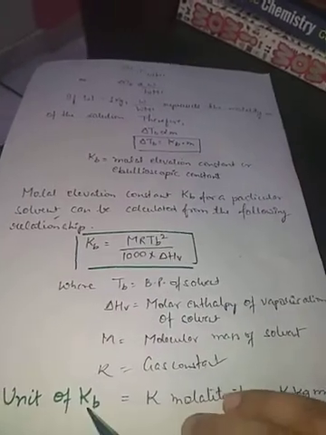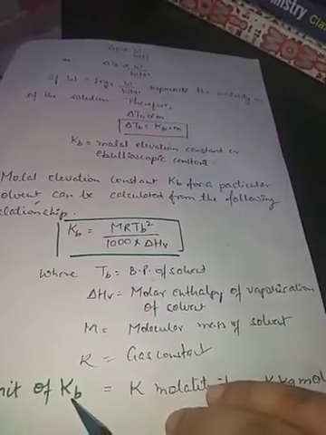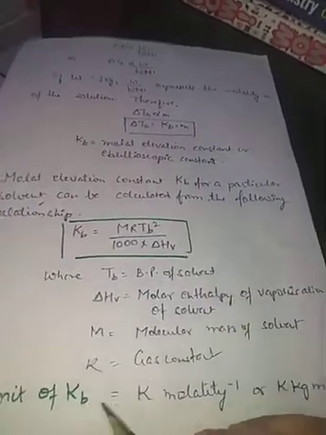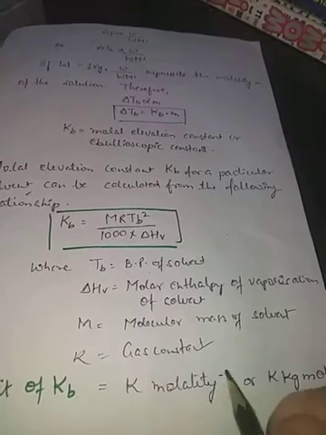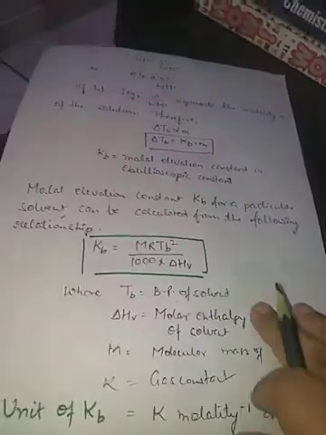Now see the unit of Kb. Kb means ebullioscopic constant. Delta TB is equal to Kb into m. Its unit will be Kelvin molality inverse or Kelvin kg mole inverse.